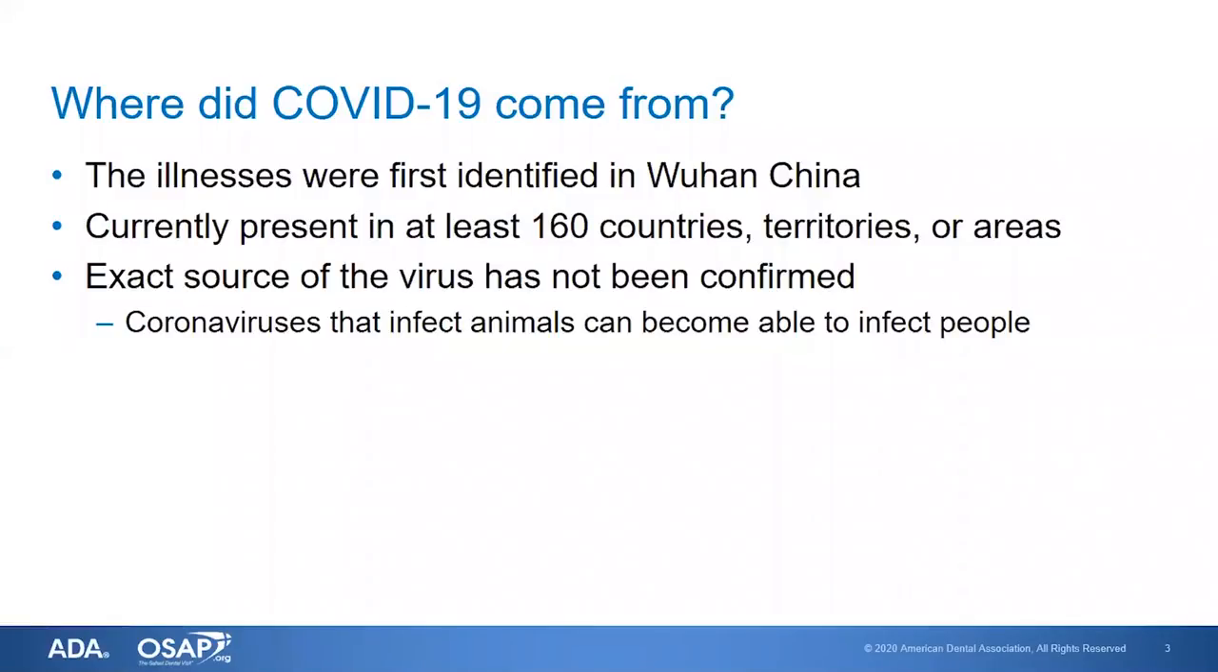I'd like to start with where did COVID-19 come from? I think by now we all realize that the illnesses were first identified in Wuhan, China. However, now that it is a global pandemic, it's present in at least 160 countries, territories, or areas. The exact source of the virus has not been confirmed. We do know that coronaviruses infect animals, and those can become able to infect people. A potential source is a wet market in China where live animals were sold for food.